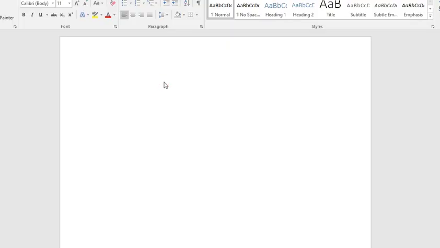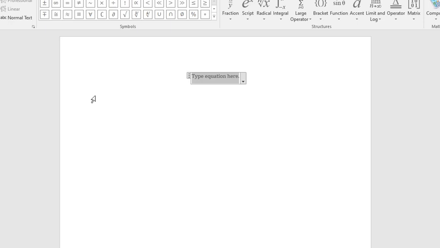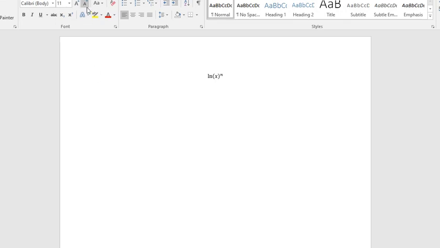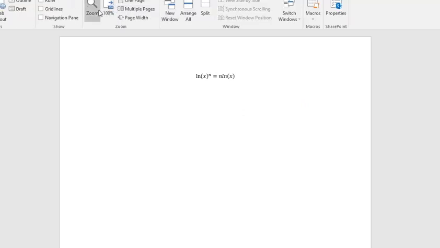It says this: if we have the log of x to an exponent, let's call the exponent n, that's equivalent to having n times the log of x. Let me zoom in a little bit here so you can see a little bit better.